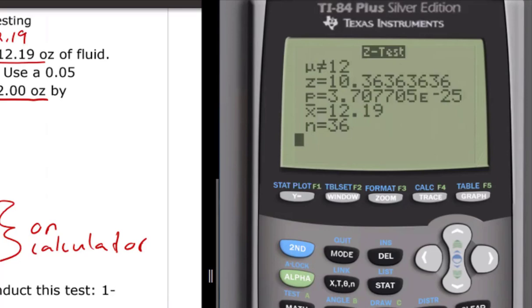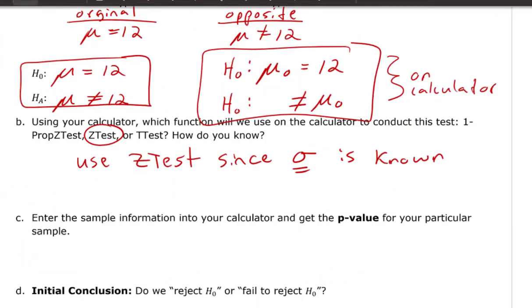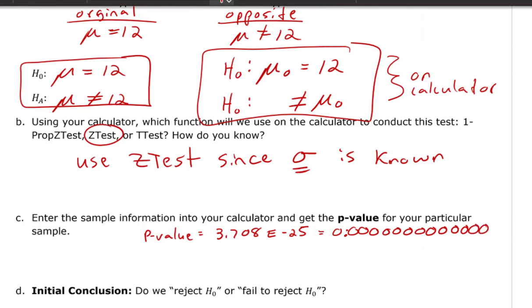So our p-value is 3.708 e negative 25, which is a lot of zeros. Like, that'd be like 25 zeros, like 0 point, and then 24 more zeros after the decimal. So lots of zeros. I'm not even gonna be able to write all those zeros, but you get the idea. Like, it's a really small number.